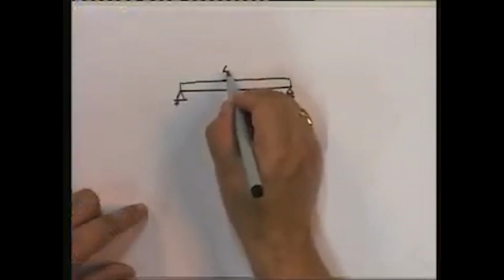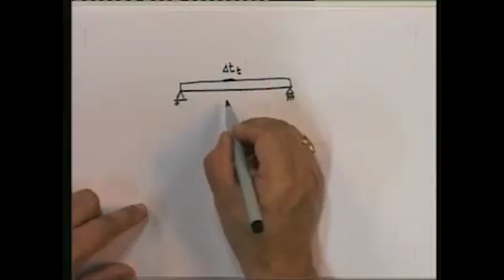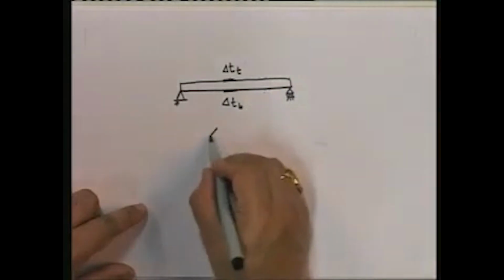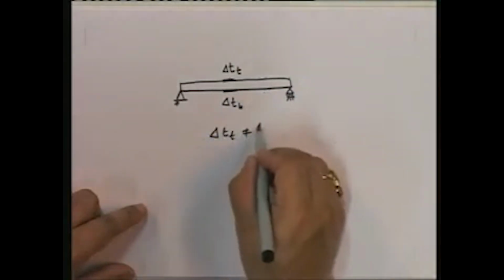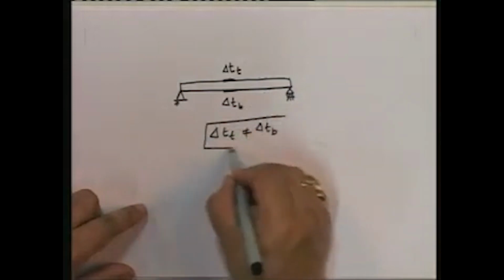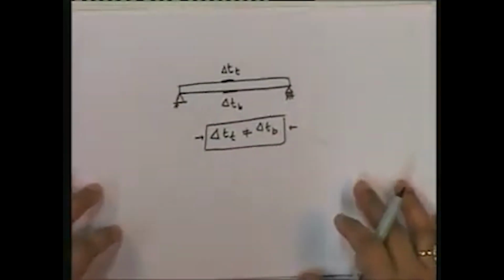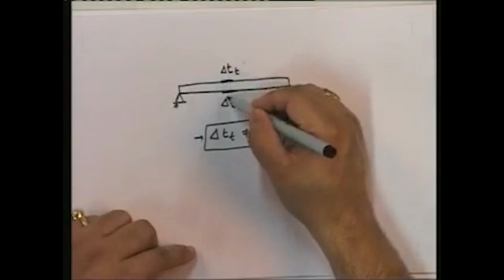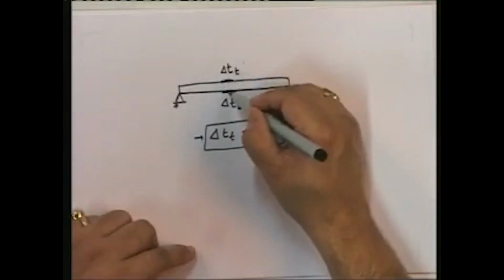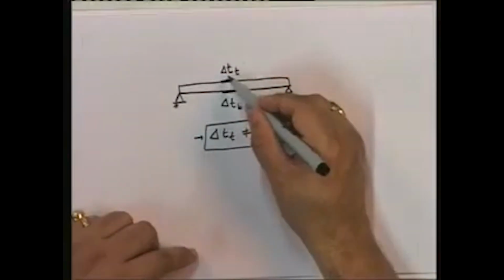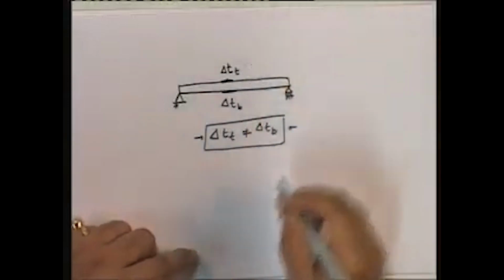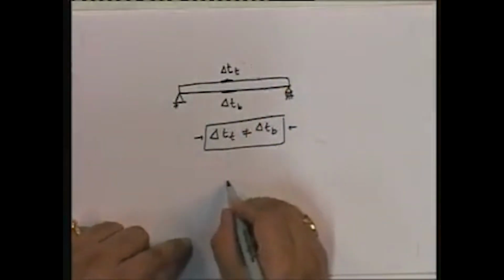However, the point that I'm trying to make is that the delta T at the top and the delta T at the bottom are not equal to each other. In other words, a temperature differential exists. There is a thermal gradient across the beam. Thermal gradient. What does that mean? The temperature here and the temperature here are not the same. When there is a thermal gradient set up, what actually happens? Let's look at a particular face.